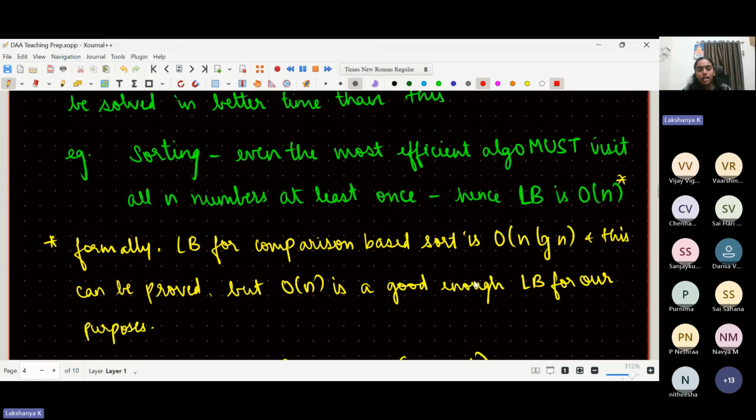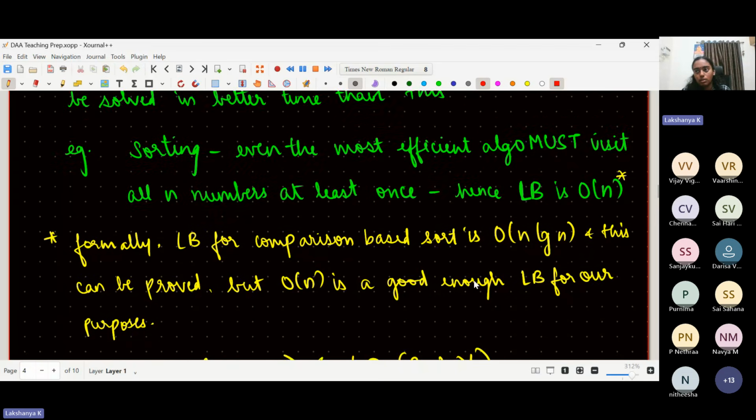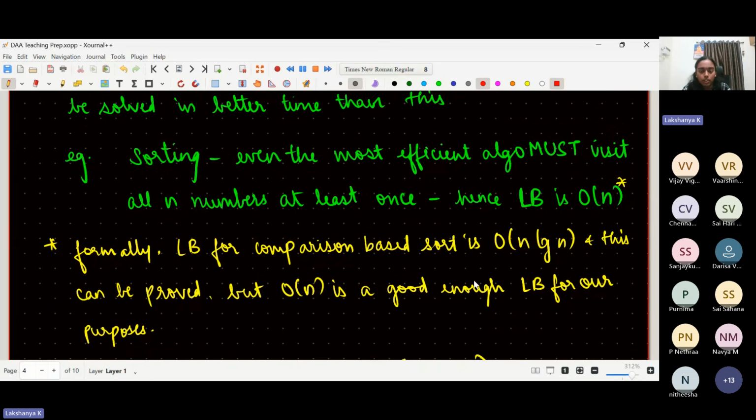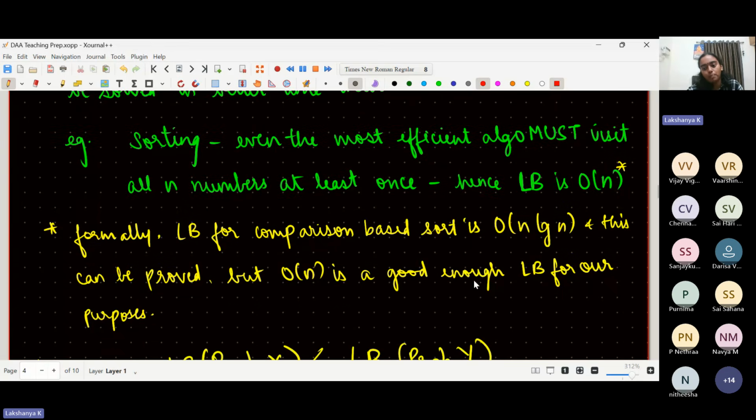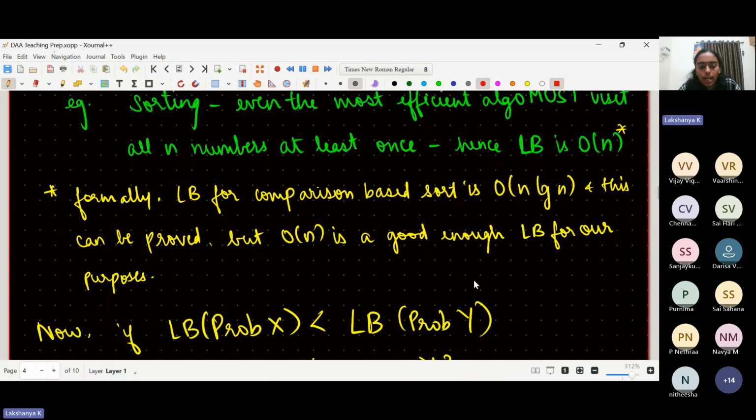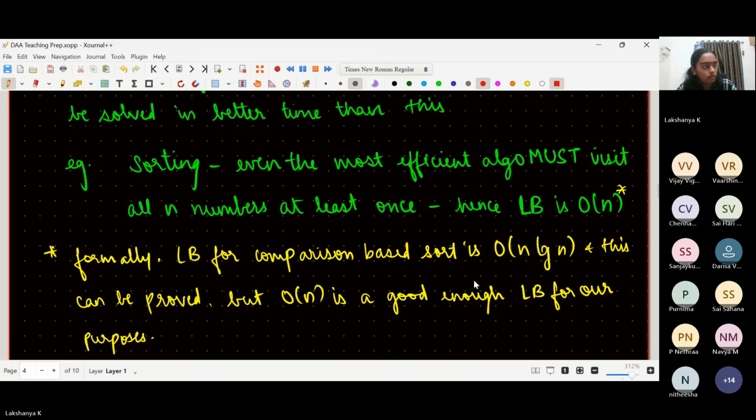My intention here is not to derive the formal lower bound of the sorting problem. What I'm trying to drive home is the idea that there is a notion of time complexity, upper bound, lower bound for algorithms, and there's a completely different notion of lower bound for a problem, which is irrespective of what algorithm I'm using: this problem requires at least this much time, right? So is the idea of lower bound clear? I assume that's a yes.